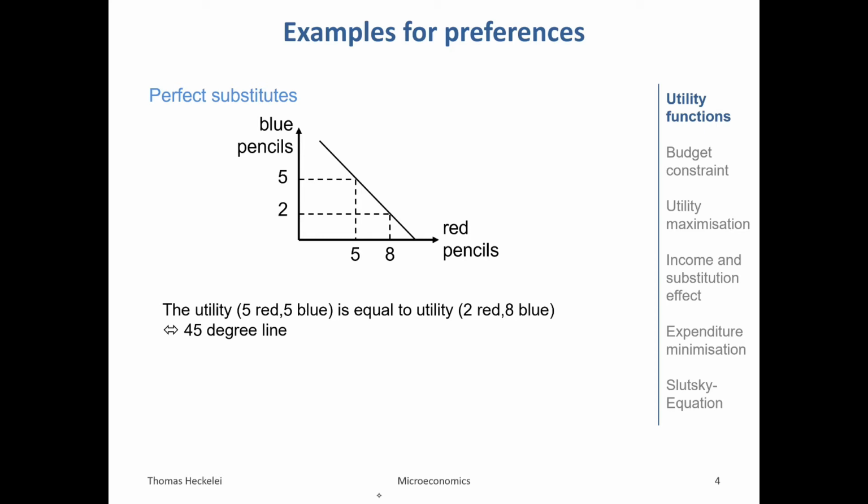Why downward sloping? Because of the trade-off, right? You have a decreasing number of blue and an increasing number of red. Because of that, the slope is negative. We'll talk more later.